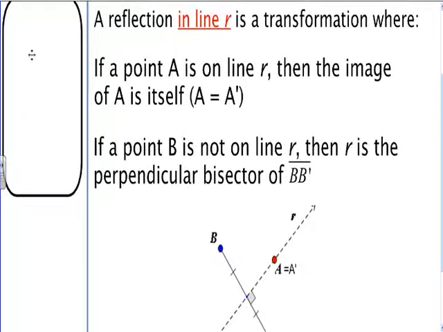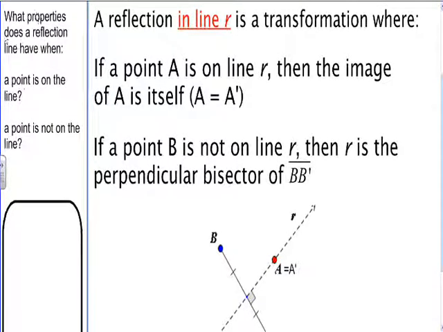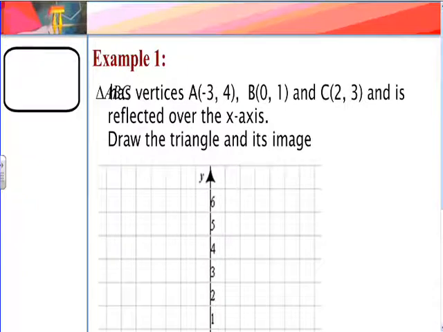All right, so nice question that goes on the left here. What properties does a reflection line have when a point is on the line? Well, then the image is equal to the pre-image, so they're the same point. And if a point is not on the line, then the segment that connects the image to the pre-image is bisected by the reflection line.